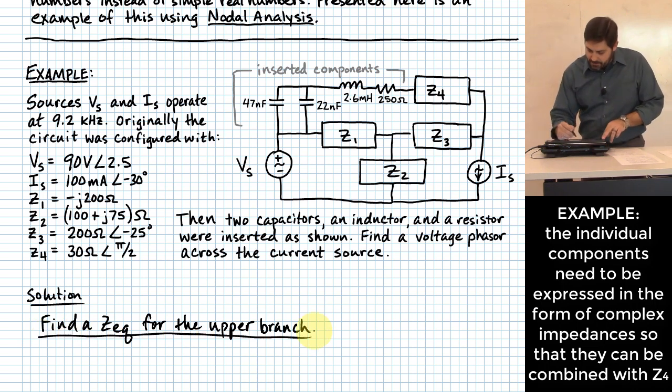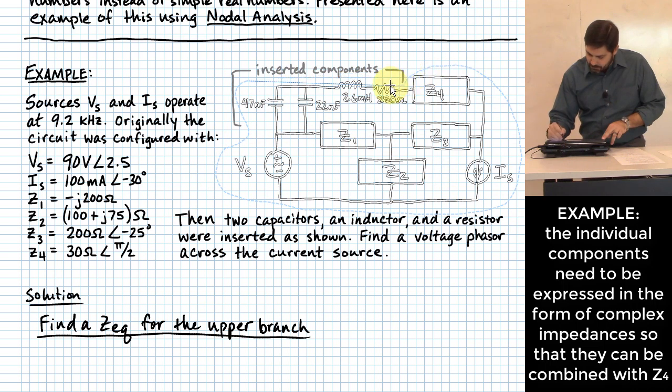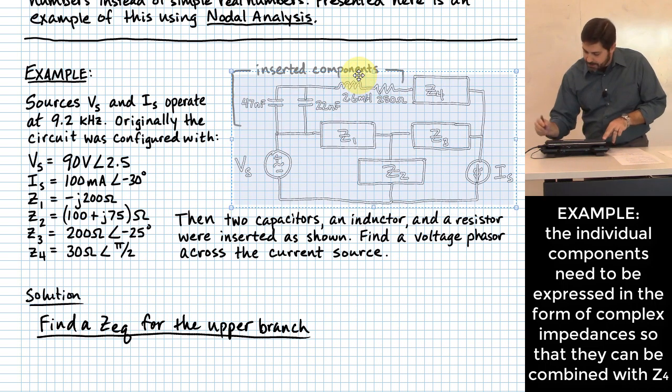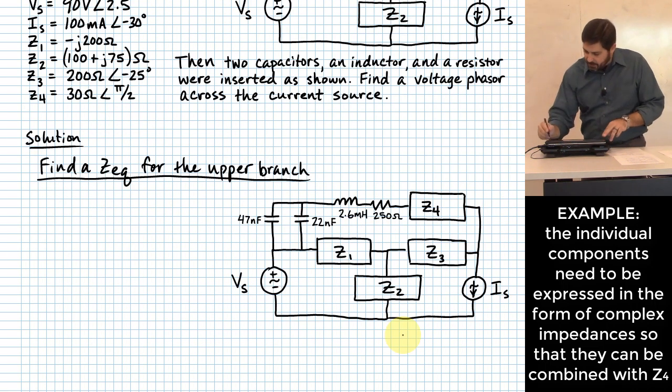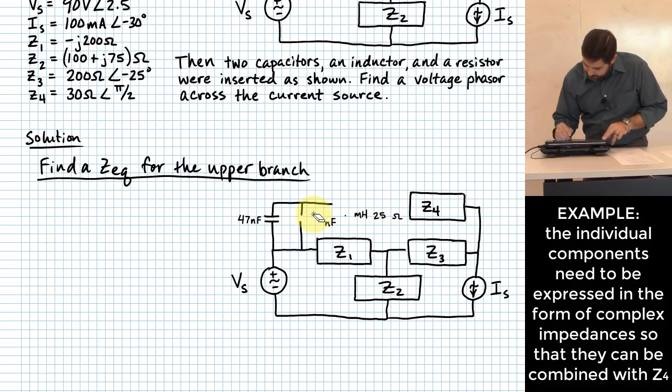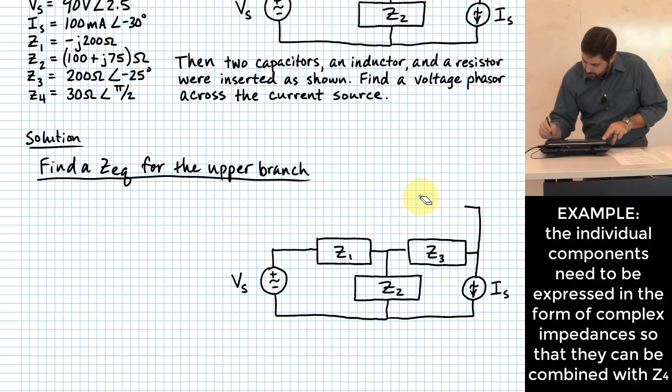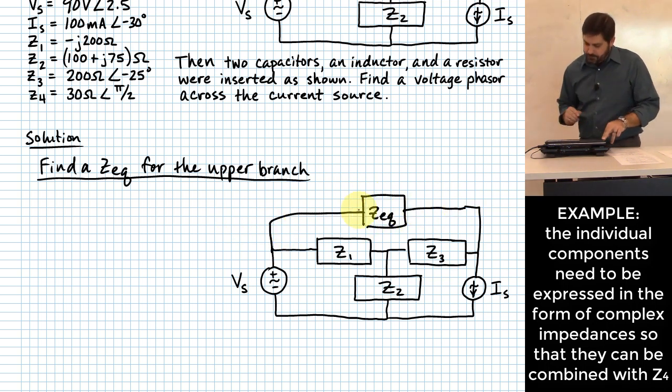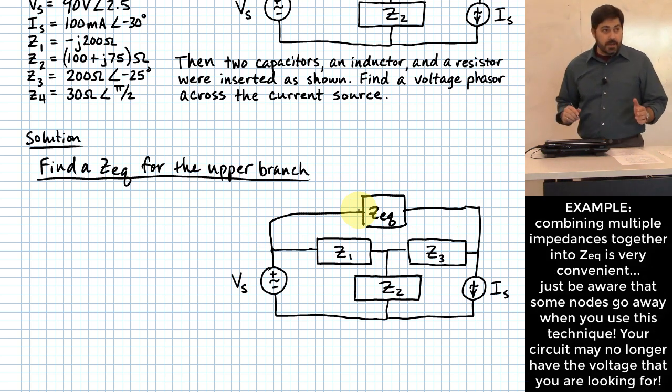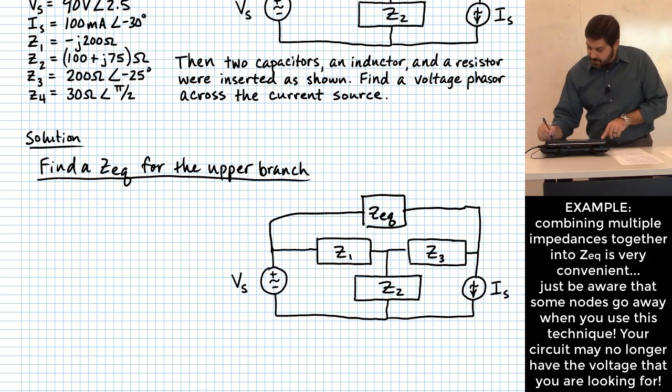In order to do that, let me actually take this circuit and copy it. And I'm going to try to redraw it, okay? Instead of having all of this stuff up here, what I'd like to do is replace all of that with just one box that is ZEQ, right? And by doing this, it doesn't cause me to lose any of the nodes that I needed in my circuit to be able to find what it's asking me to find, right?